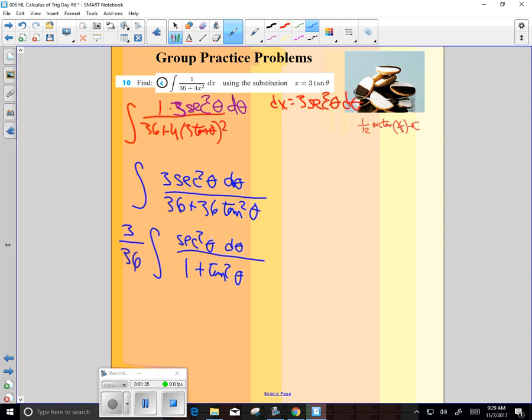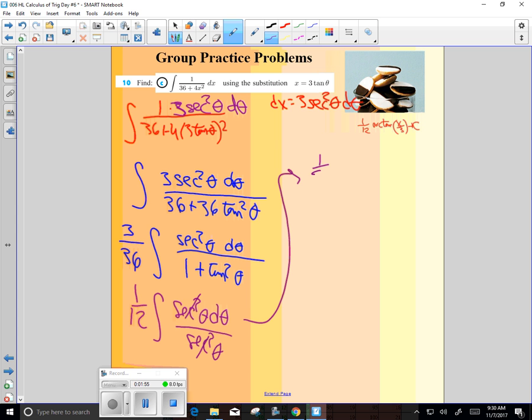Is that all right? Okay. And then I'm going to get 1/12 secant squared theta d theta over secant squared theta, right? And so this is going to be 1/12 the integral of d theta. And you're saying, uh-oh, I did this wrong. I messed up. But it's actually going to be 1/12 theta plus c.